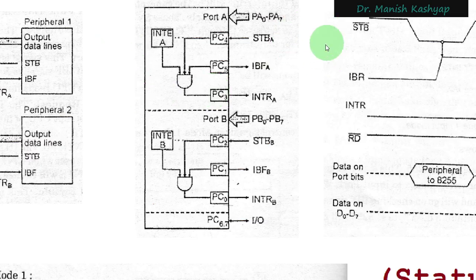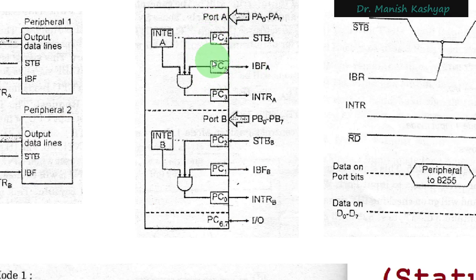Suppose this externally interfaced peripheral, which is connected at port A, has got some data to transfer. It will first of all activate the strobe signal, STB bar, for port A. It's an input signal, you can notice it from this arrow. So it will put this strobe signal on, and it will also put the data into port A. This 8255 PPI will know that the externally interfaced peripheral has transferred some data, and the data is already available onto port A.